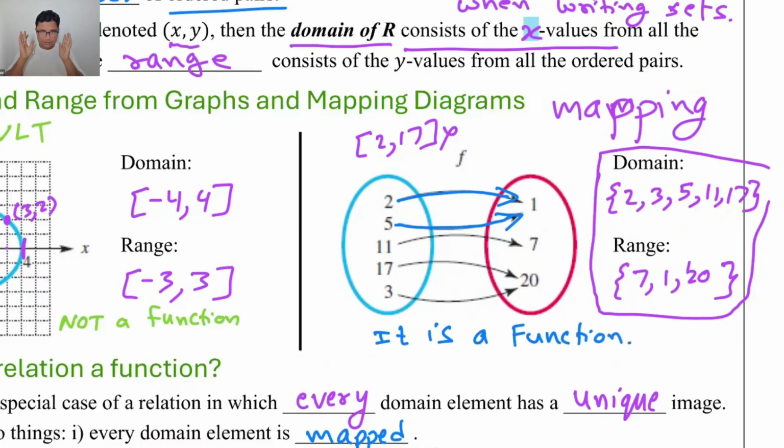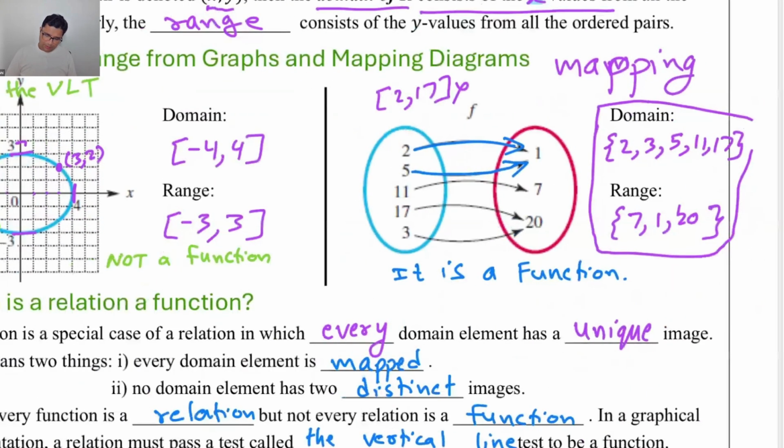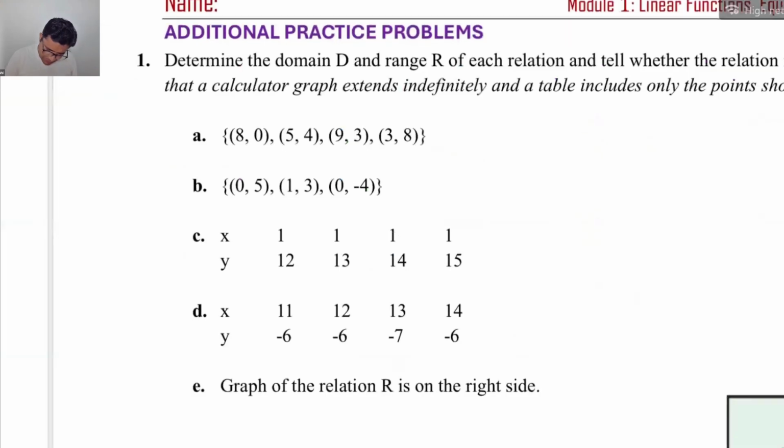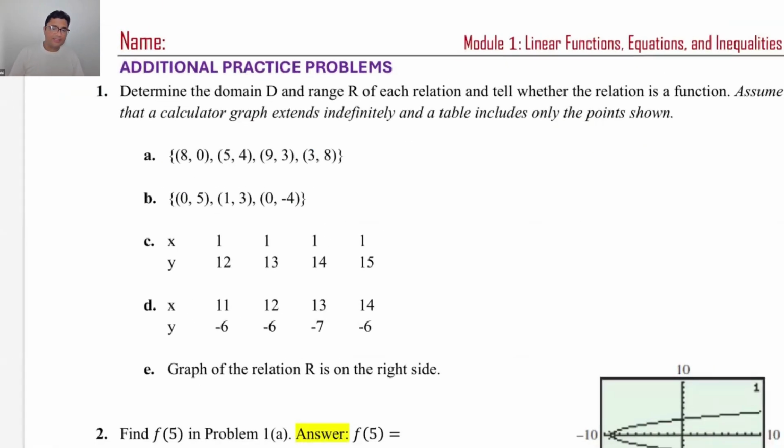So keep that clarity in mind, what uniqueness means. Uniqueness does not mean you cannot have the same image for 2 different elements. Uniqueness means the same domain element should not have 2 different images. All right. We'll do some practice problems where you will see whether the uniqueness is satisfied or not.